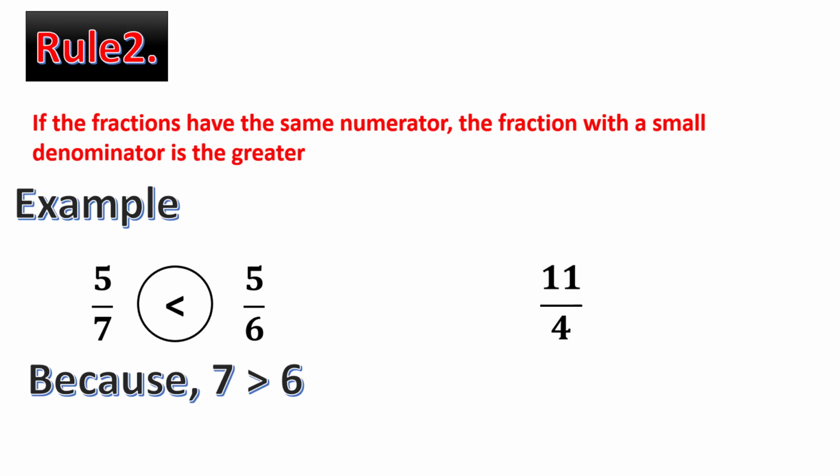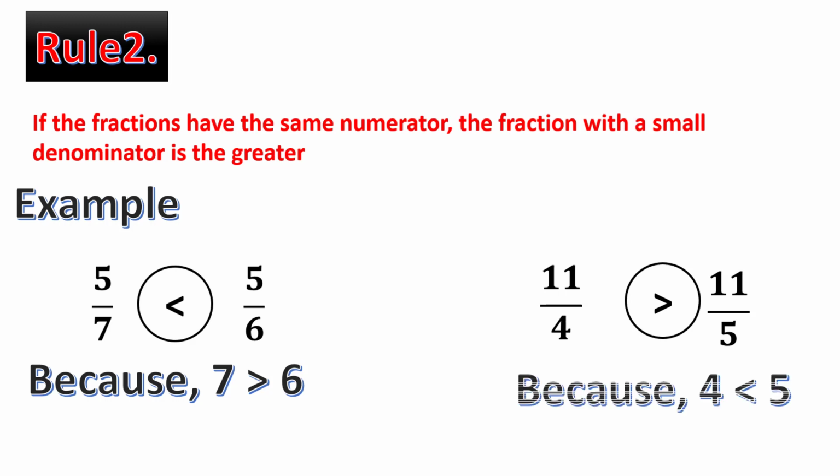Another example, 11 over 4 and 11 over 5. We have the same top numbers. So look at the bottom numbers here, 4 and 5. We have here 4 is less than 5. So the fraction 11 over 4 is greater than 11 over 5. We have here greater than. Why? Again, because 4 is less than 5.